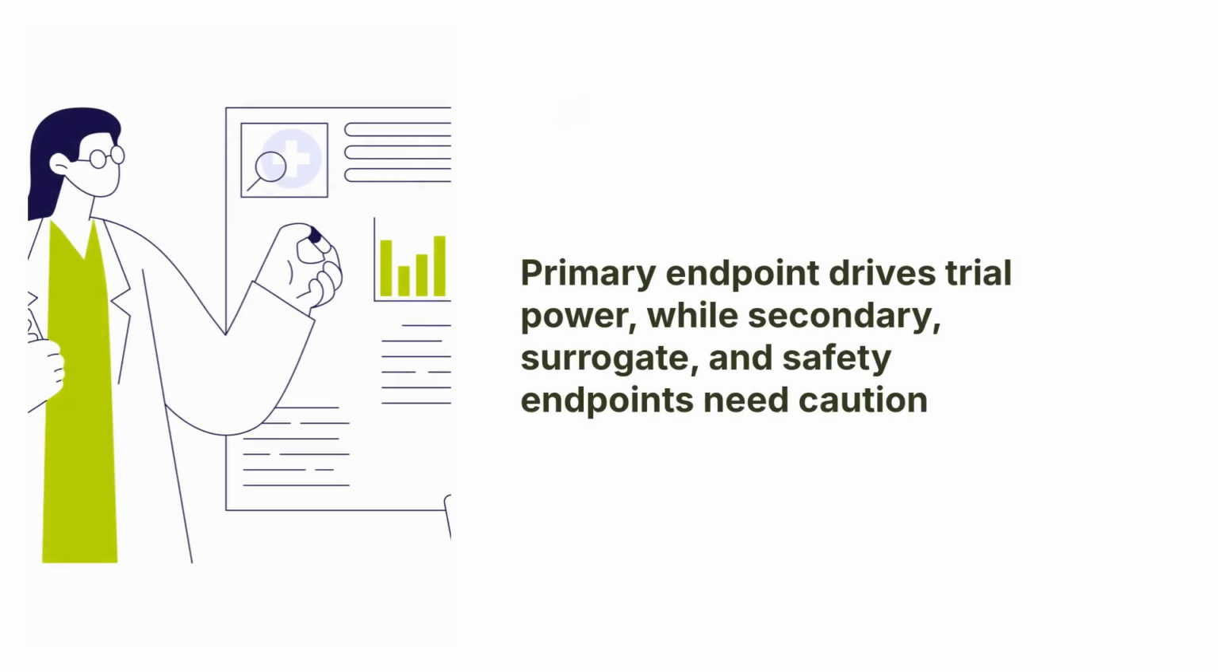The primary endpoint is the pre-specified outcome the trial is powered to detect. Secondary and exploratory endpoints can support it, but not replace it. Surrogate endpoints need justification because they can mislead. Safety endpoints are usually descriptive, so no significant difference does not prove no risk.